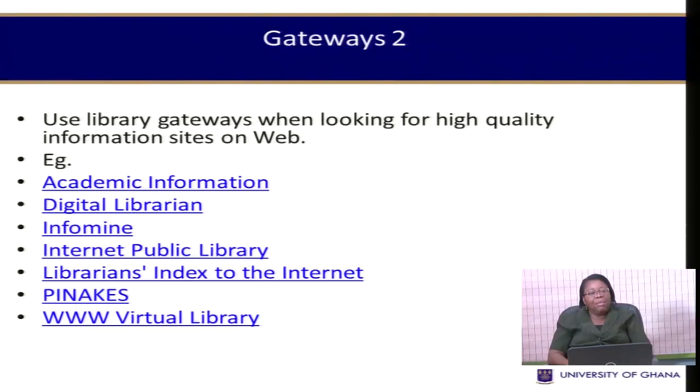A few gateways that you will need to search yourself include Academic Librarian, and there's one which is very interesting, which I always recommend, which is the Pinakes, P-I-N-A-K-E-S. So look at that one and see the type of information contained in the gateway.